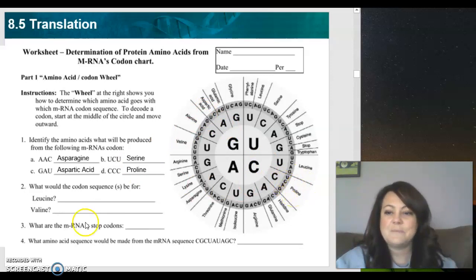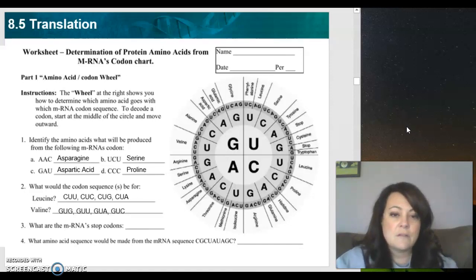We did. The codon sequences for leucine would be any of the following. So you see there's 4 different ways to get to a leucine, and there's 4 different ways to get to a valine. What are the mRNA's stop codons? Well, you have a UGA, there's a UAA, and a UAG.